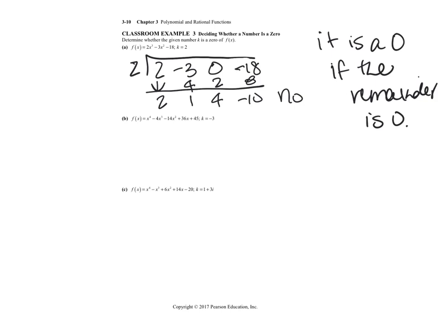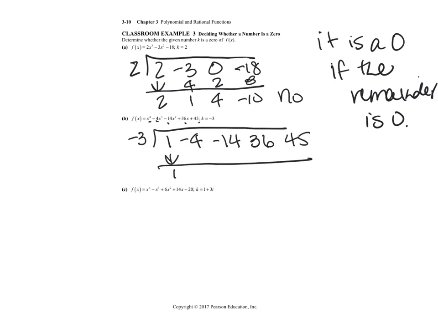Okay, and then the next one. K equals negative 3, so negative 3 goes on the outside. I have 4, 3, 2, 1, none, so I don't have to add a 0. So 1, negative 4, negative 14, 36, 45. I drop the 1. I multiply, I add. I multiply, I add. I multiply, I add, I multiply. The remainder is 0. So yes, negative 3 is a 0 of this function.